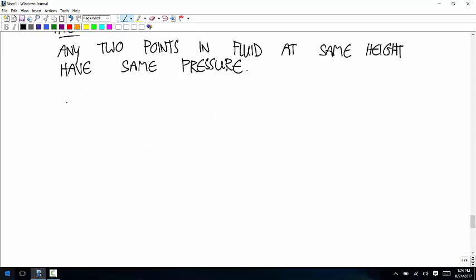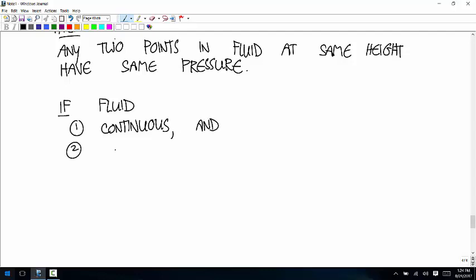The second one has the same two requirements. If a fluid, again, is continuous, so we're not talking about one jar with a gas inside and a totally separate jar over here. That doesn't work. They have to be together, continuous. And again, at rest, so the fluid's not moving around.